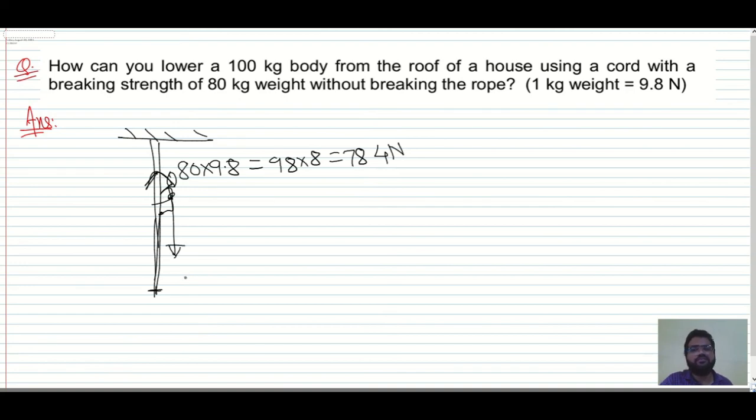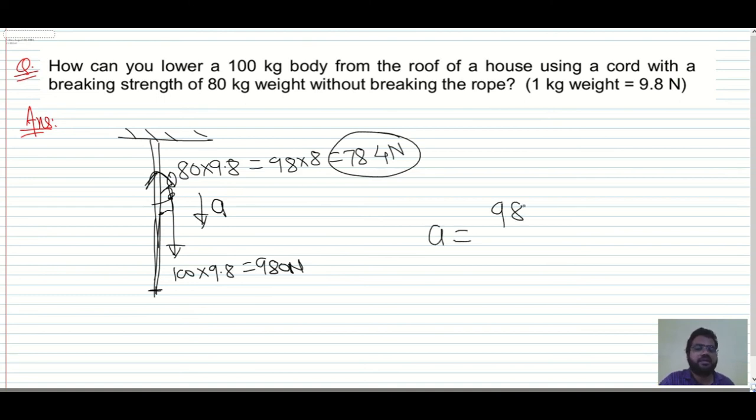And the body we have is actually of, sorry, it's not 80, it's 100 kg weight. 100 into 9.8, which is 980 Newton. So the maximum it can bear is 784. The body has weight 980. So what is that acceleration so that the maximum tension in the string is 784? So that is what we have to calculate.